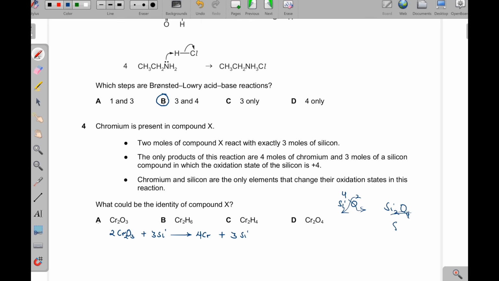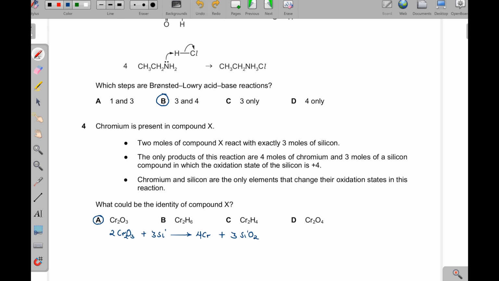Then this one reduces. The silicon 4 oxide is written like that, SiO2. So we shall have O2 here. Let's see, is this one balanced? This one is 4, then 4, 3, 3, oxygen 6, which is balanced. So it looks like the answer is A, but let's try others.